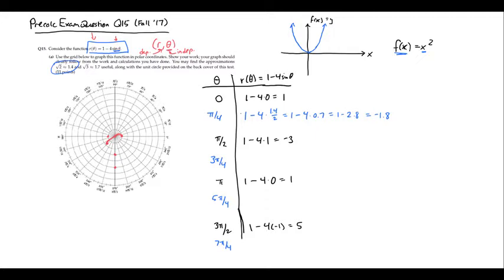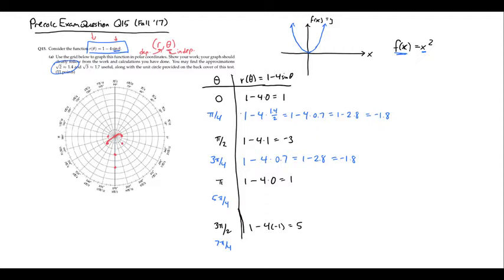Okay. Anyway, what about when theta is 3 pi over 4? Then I get 1 minus 4 times, and then again, sine of 3 pi over 4 is about 0.7. So I get 1 minus 2.8, which is negative 1.8. So if I look out in this direction, 3 pi over 4, I'm going to go 1.8 in the negative direction there as well. So I get a point somewhere out here.